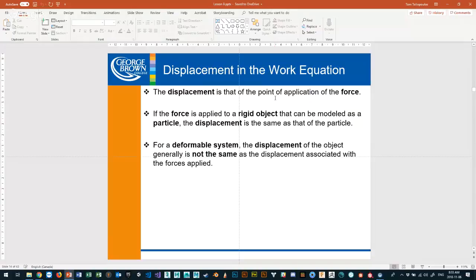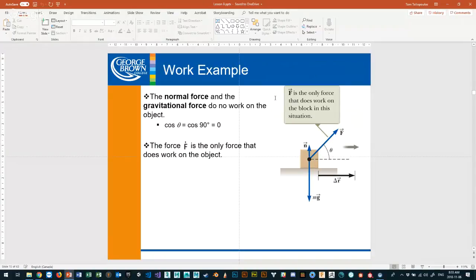So again, for a deformable system, that's not a rigid body. Like we talked about soft body systems or whatever, the displacement of the object generally is not the same as the displacement associated with the force applied because the system is deformable, right? We're not talking about that kind of system in this course, okay? Just in case, for completeness, it's in here.